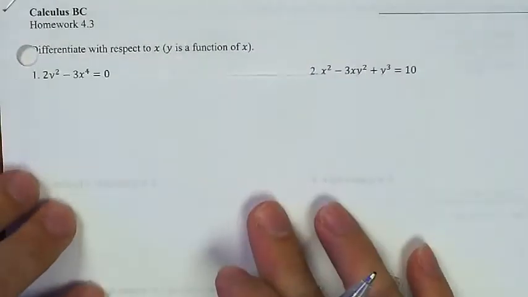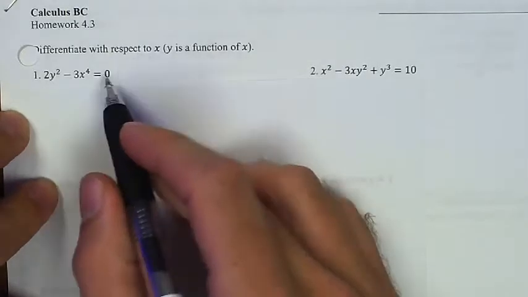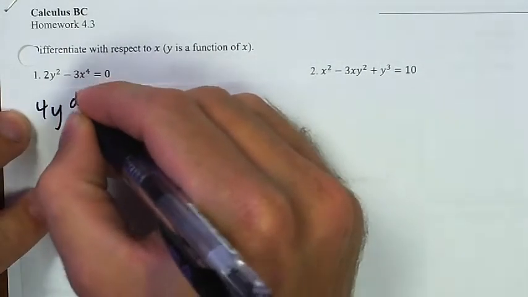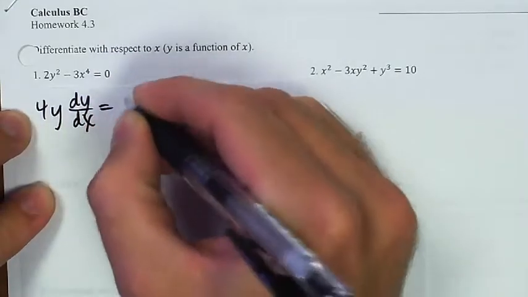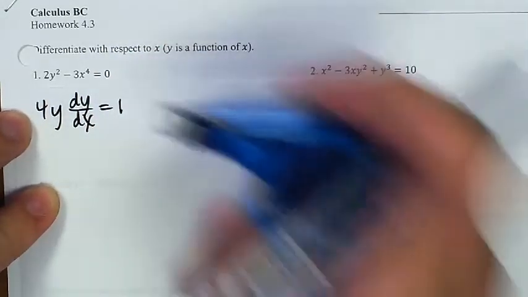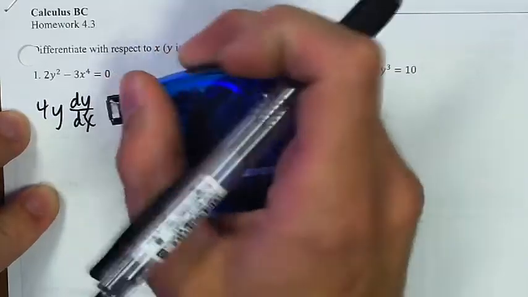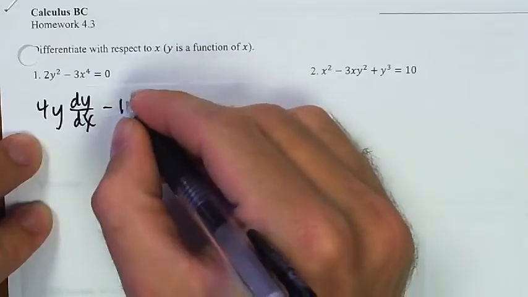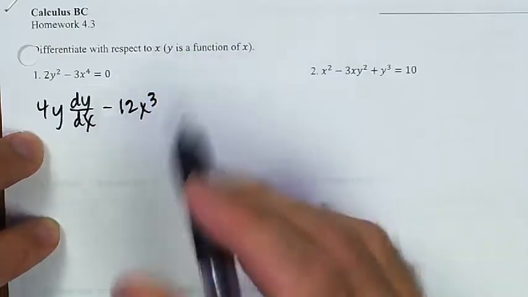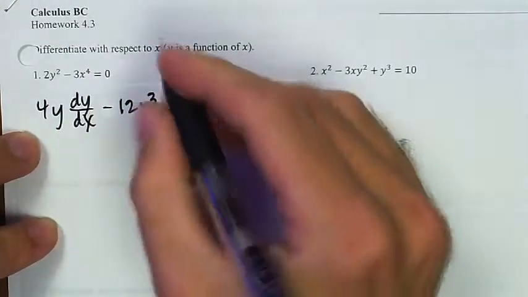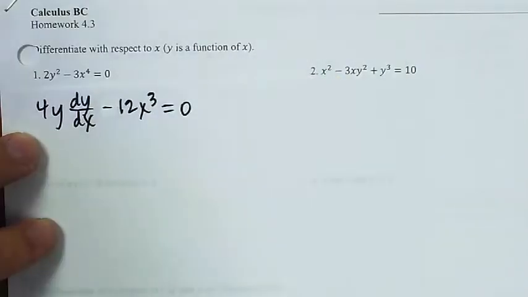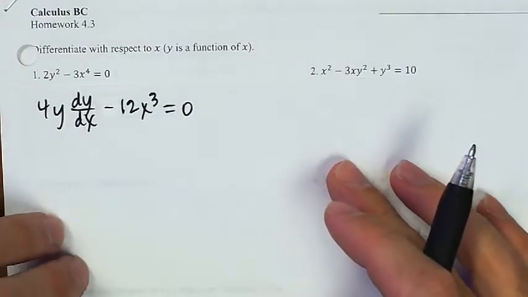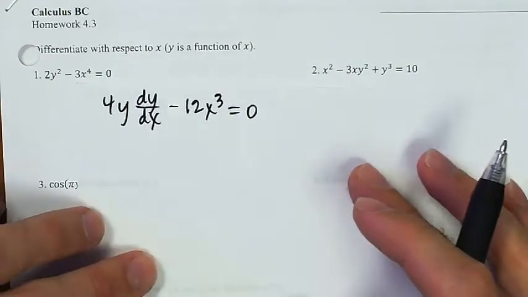All right, so differentiate with respect to x. So this is the old implicit differentiation, right? So 4y to the first dy/dx, minus 12x to the third. We're taking with respect to x, so dx/dx is just 1. That's equal to the derivative of 0, which is 0. Okay, we're just taking the derivative of the equation, right? So that's good enough.